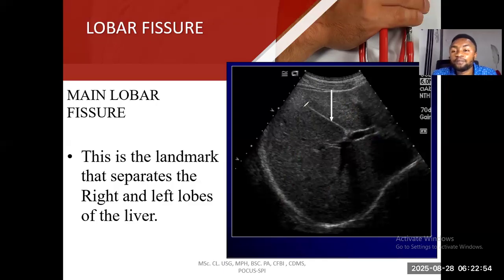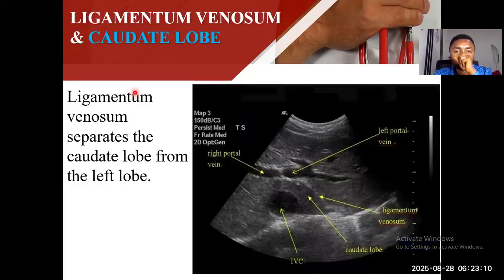So the falciform ligament, which divides the right lobe and the left lobe, can also serve as the lobar fissure, which is the division of the right and the left lobes. Ligamentum venosum and caudate what? Lobe.